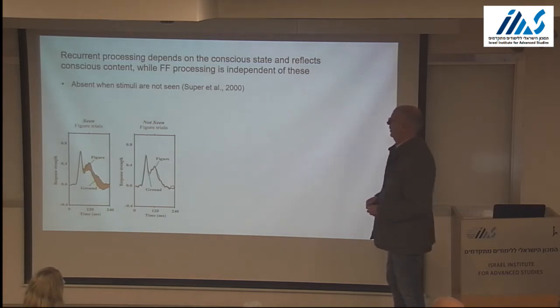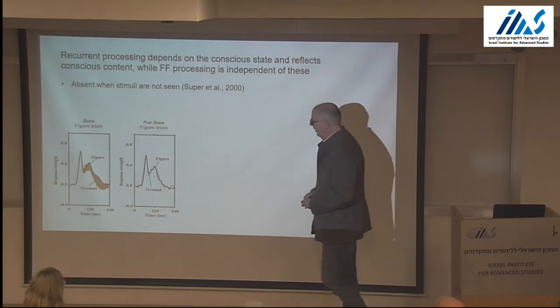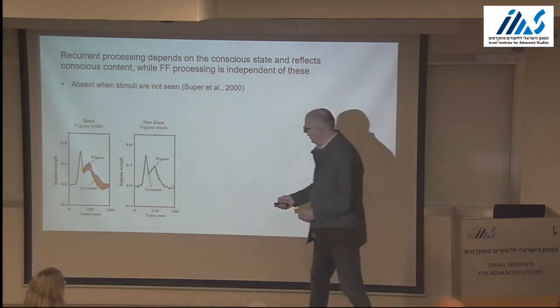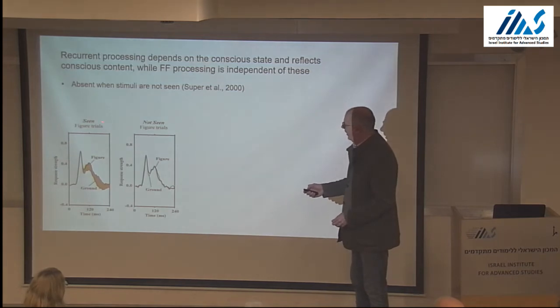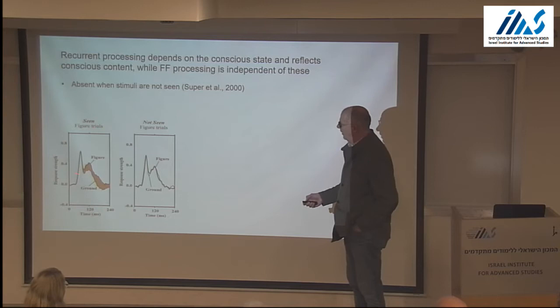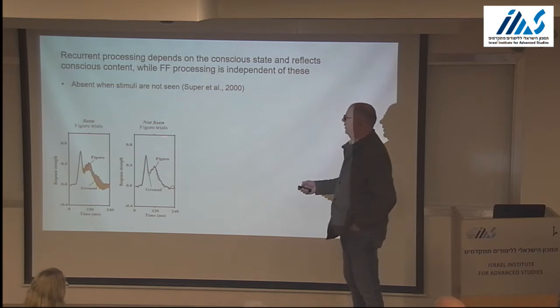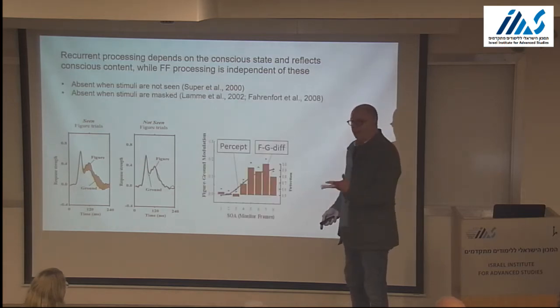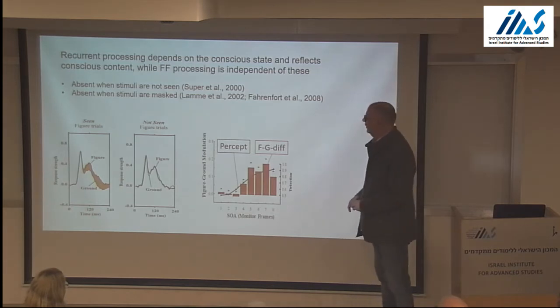What we have shown in the past, also already like 20 years ago, is that indeed this feed-forward activation of visual cortex, which is shown here, is not affected by whether animals report a stimulus being seen or not seen, but the recurrent activation is very selectively absent when stimuli are not seen. So that's indicating that these recurrent interactions are indeed very much dependent on seen versus not seen.